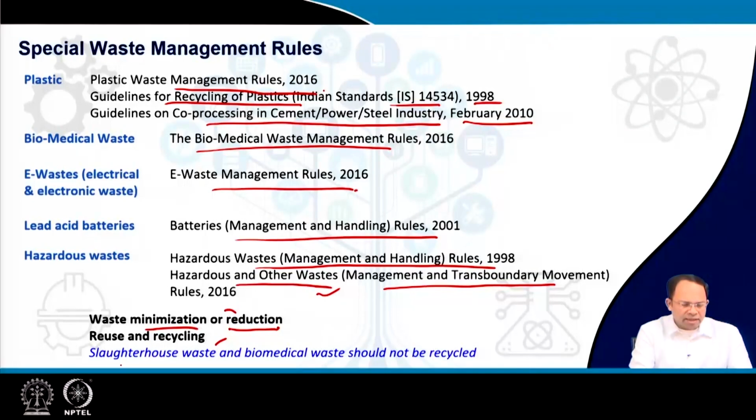So, two kinds of waste we have discussed till now are slaughterhouse waste and biomedical waste. These two cannot be recycled. You can understand why. So usually we are thinking more about how to process this waste further so that when they are disposed, they don't create any kind of problems.